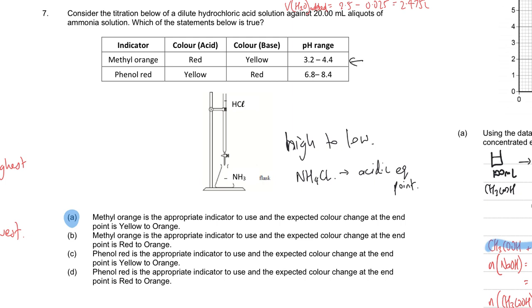Because it's going from high pH to low pH, we're going to be going from yellow to red, which effectively means that at the equivalence point, it's going to be in that orangey area in between. So that's how you pick that one out. You look at the information that's given to you here, work out where the pH is going to go from high to low, work out what the products are, and then you pick out the right indicator.